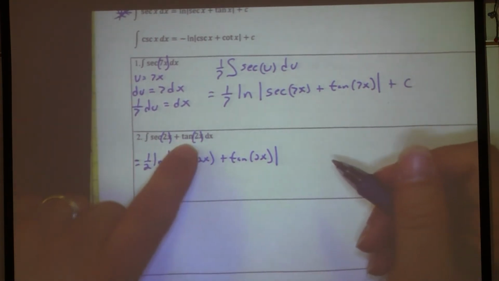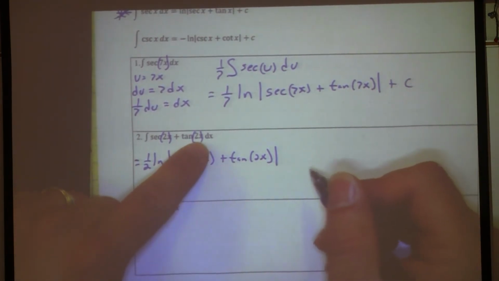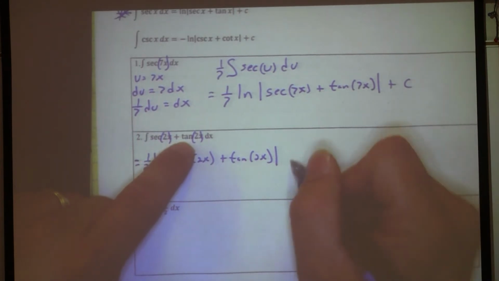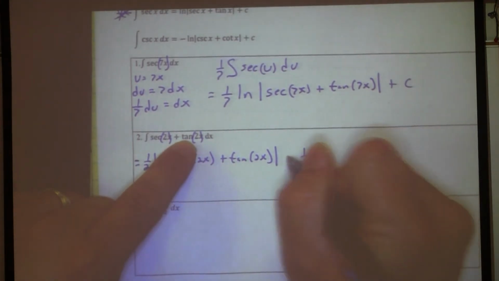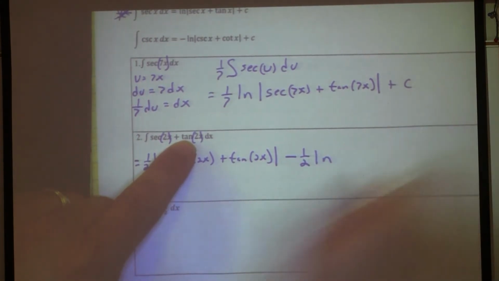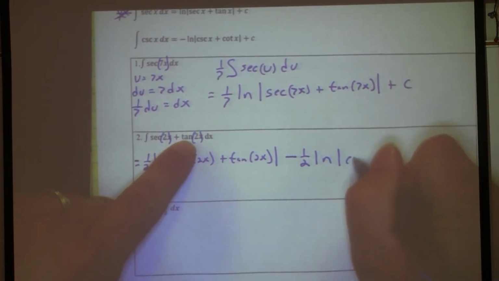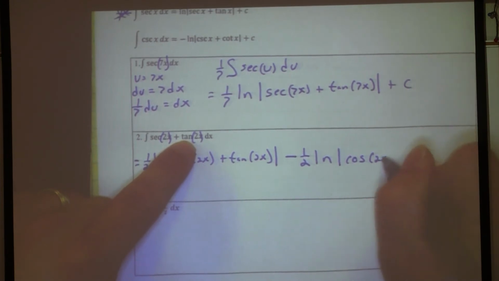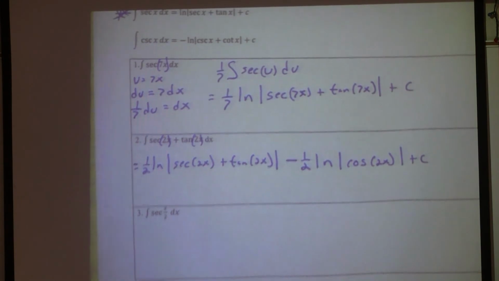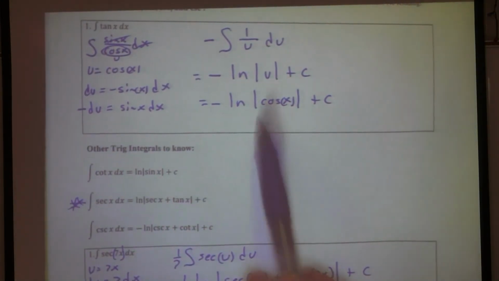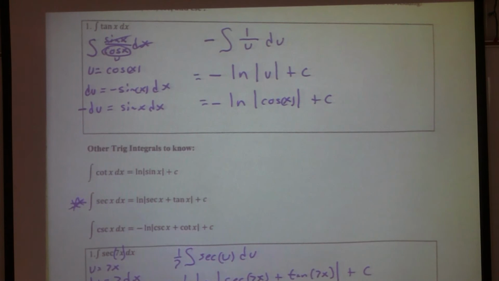Now we need this one for tangent, right? We don't have the 2 on the outside, so we need to put a what? A half, right? And what do we say the integral of tangent was? Negative ln the absolute value of cosine of 2x plus C. And I'm getting that from up here. Okay? Cool?